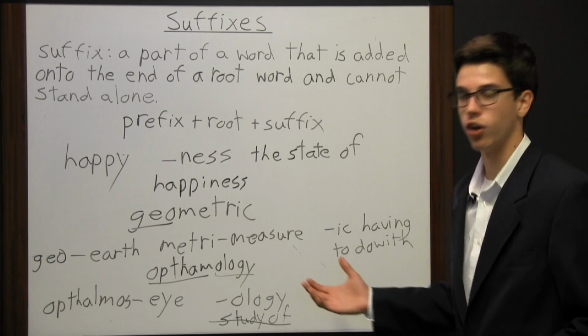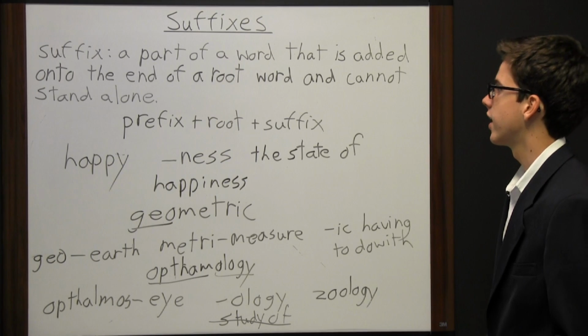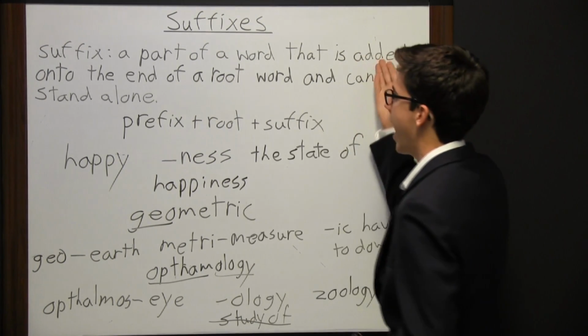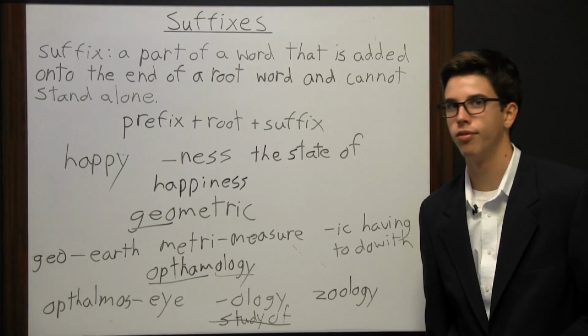So think about words that are like this word, think about words that have the same suffix, and think about the definitions of that word, and then that way you can figure out the definition of the word in question. So again, a suffix is a part of a word that is added onto the end of a root word and cannot stand alone.